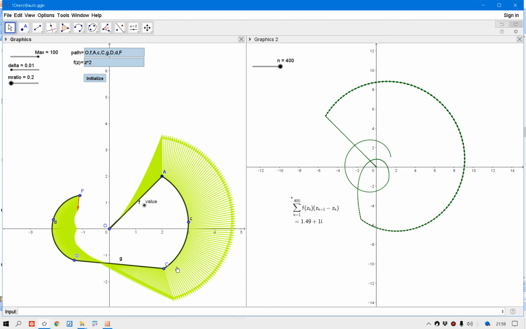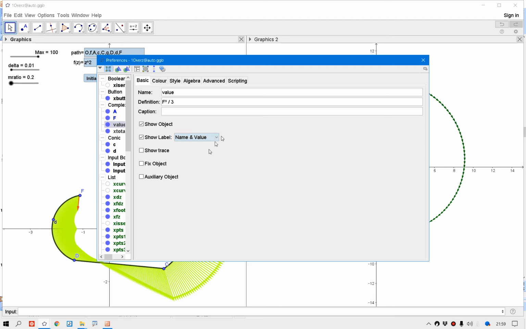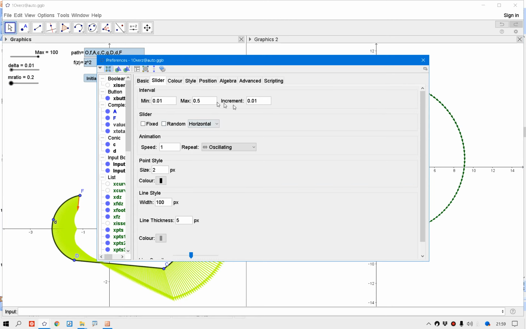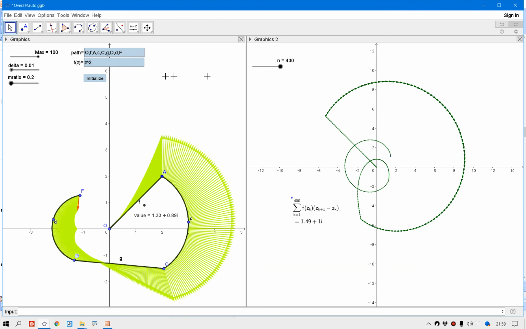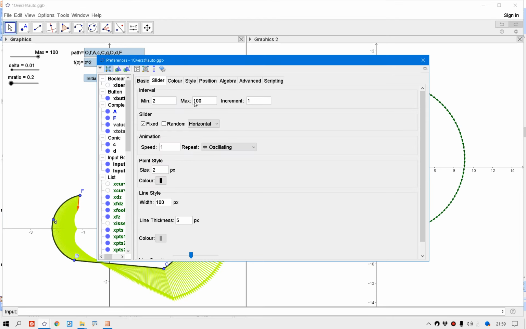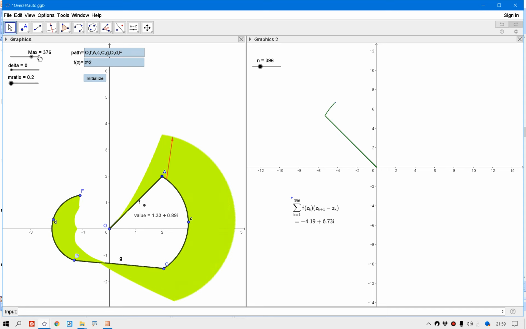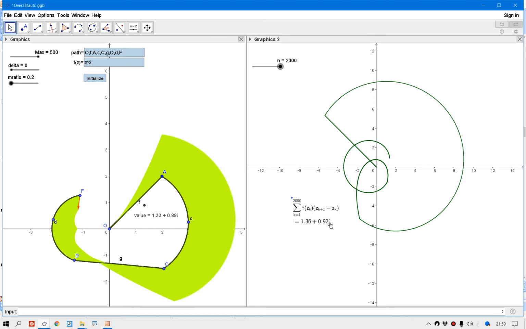Not very close, but we can make it closer. Okay, it gets closer.